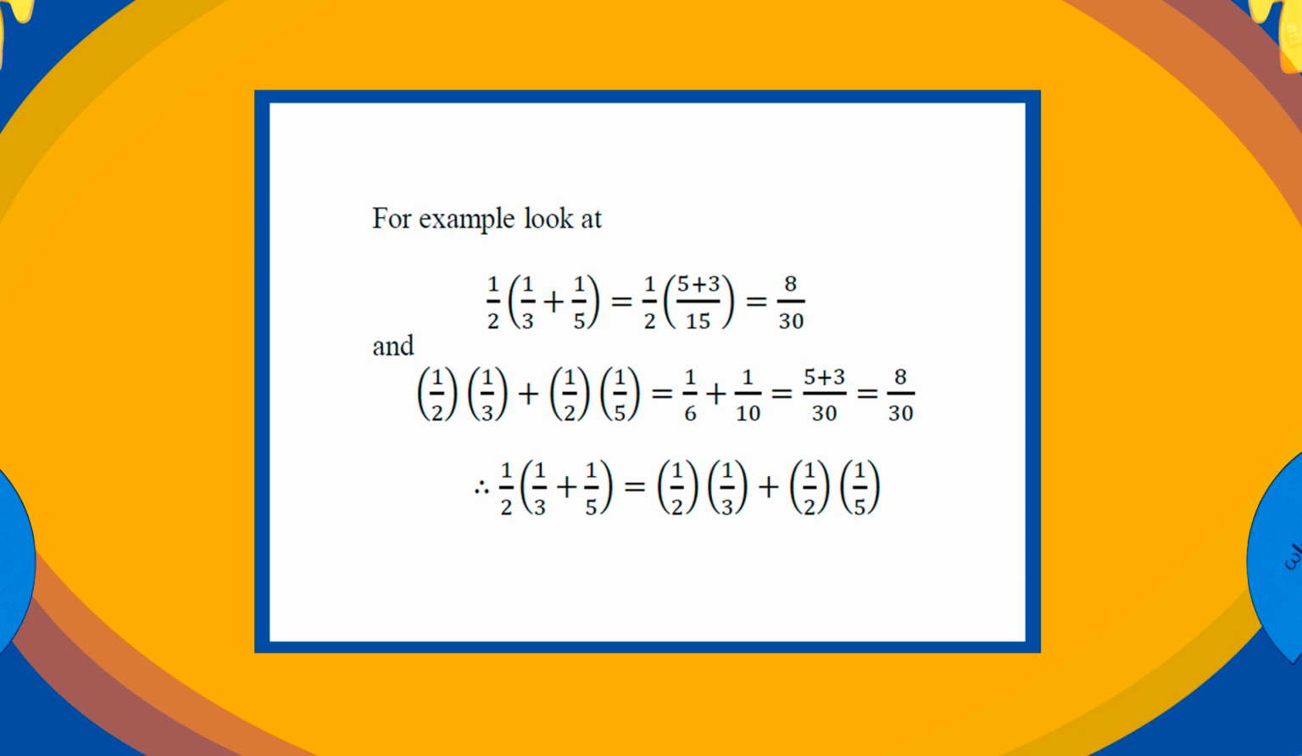Therefore, the final multiplication is 8 by 30, and 1/2 into 1/3 plus 1/2 into 1/5 is equal to 1/6 plus 1/10. This addition is equal to (5 plus 3) by 30, that is also equal to 8 by 30. Therefore, 1/2 times (1/3 plus 1/5) can be written as 1/2 into 1/3 plus 1/2 into 1/5.